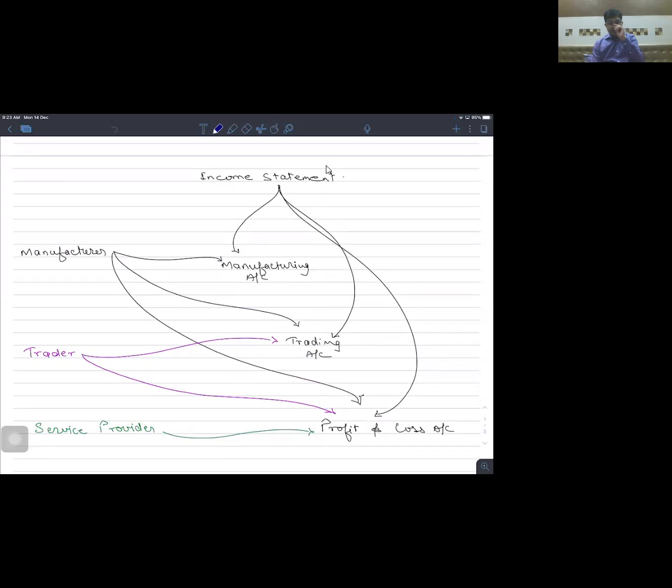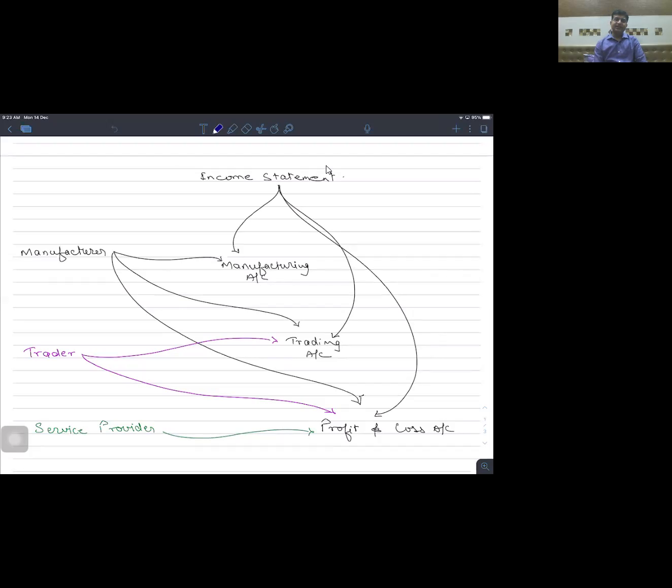Because I prepare the manufacturing account with an intention to know the cost of production. So all the information related to the manufacturing of goods should be covered in the manufacturing account. When it comes to the manufactured goods to be sold in the market, or when I'm not a manufacturer, I'm only buying and selling the goods, for that purpose, we prepare the trading account.